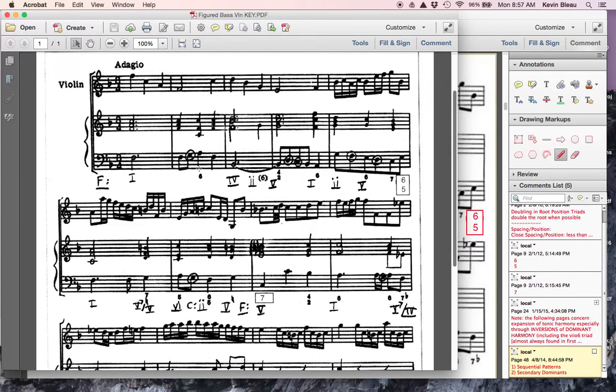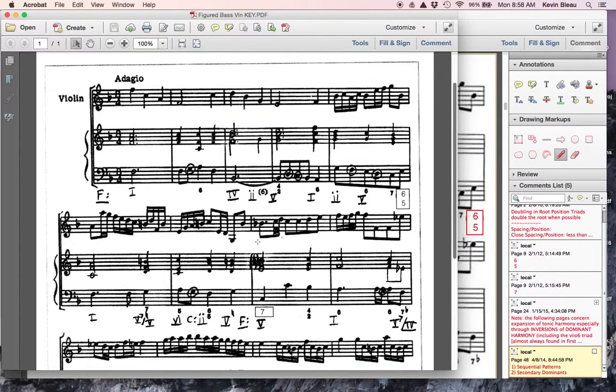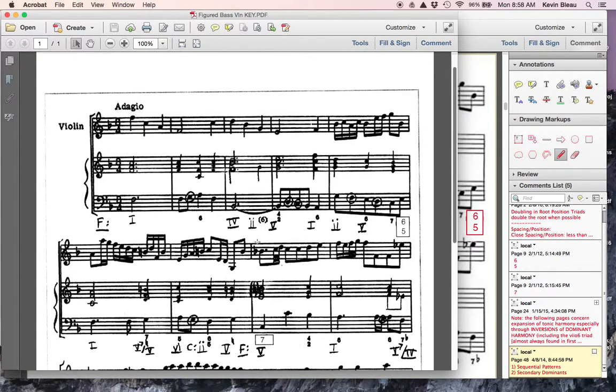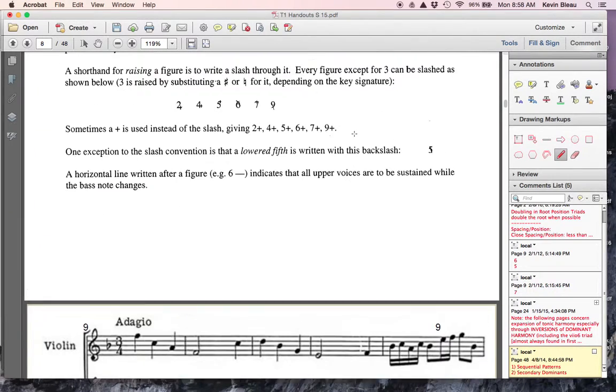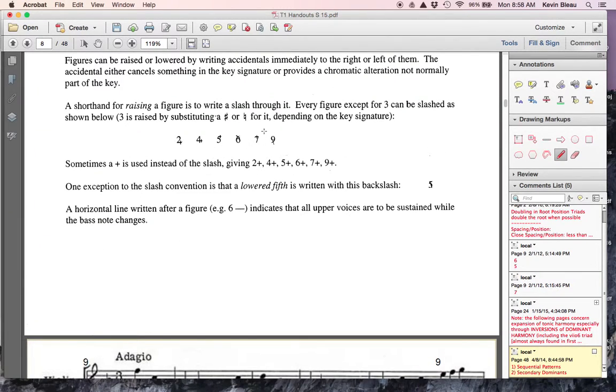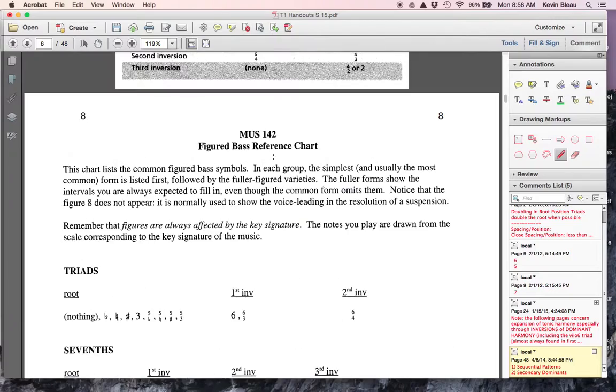Okay, so figured bass symbols, there are lots of them to think about, but mainly the numbers are a shorthand for what intervals are occurring above the bass. In this case, a 6th, a 5th, and a 3rd that we don't see because this is the shorthand. 6-5 is a first inversion 7th chord, right? So that's about figured bass. Again, review all your handouts here on figured bass so that you understand the symbols.